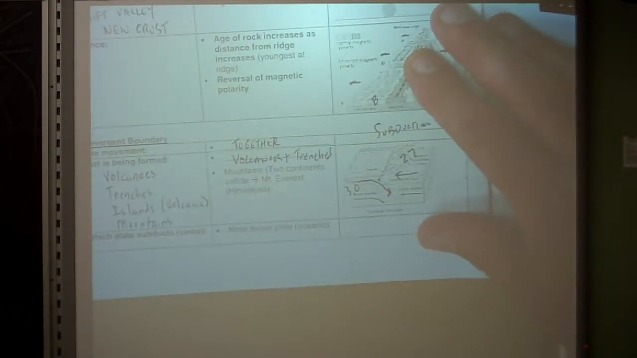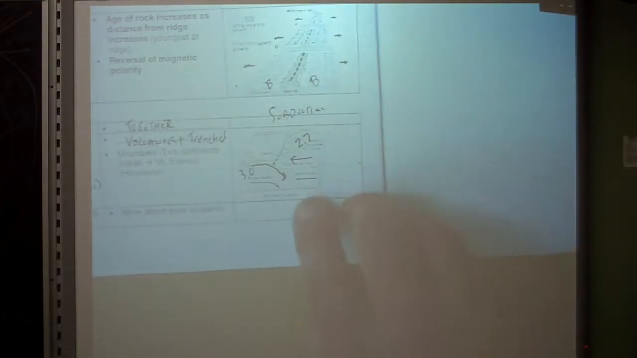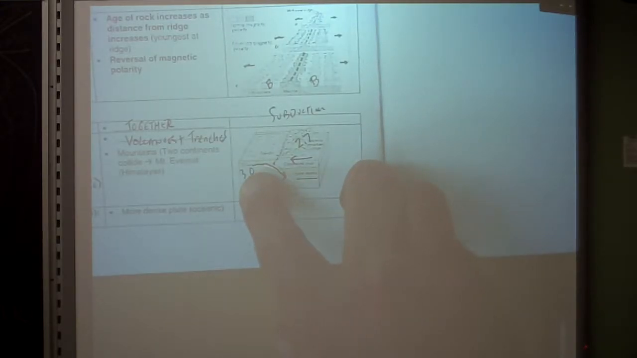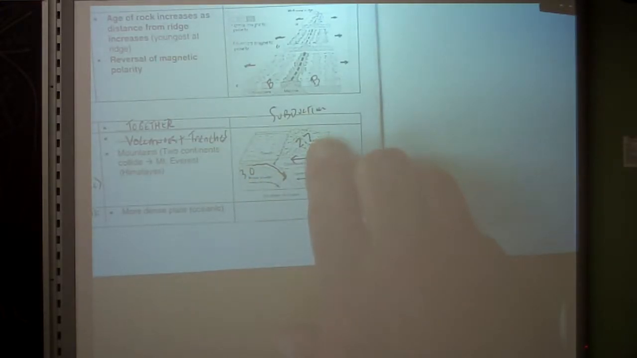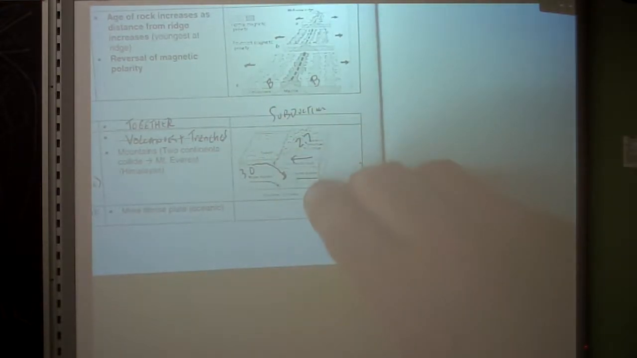Okay, this is subduction. The reason why the ocean crust goes under is its greater density. The continental crust is less density, so it goes up. And there's your trench right there, and we'd expect volcanoes to form where this stuff melts. It ends up going upward and creating volcanoes.